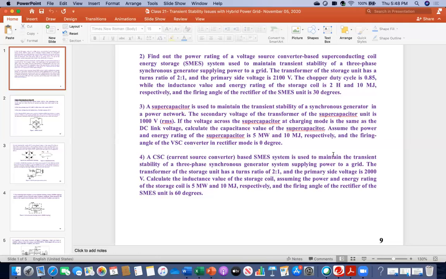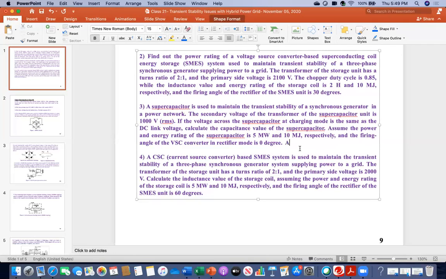Okay, so it will be 1350.47 VDC. Then you have to use E equal to half CV square, put that V value there, and from there you calculate C. So you write down the answer. The answer should be 10.975, approximately 10.97.